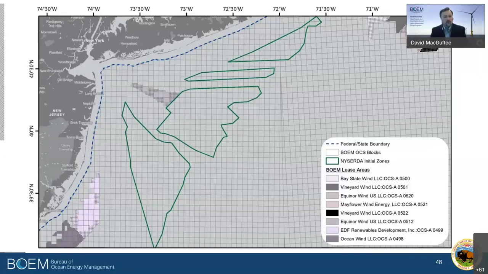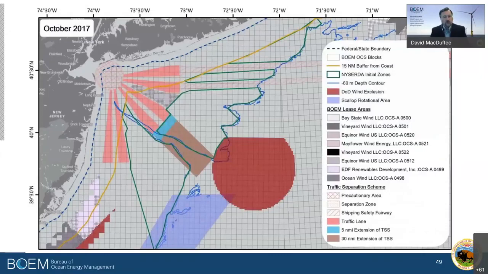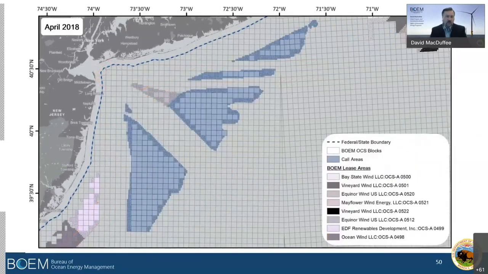BOEM overlaid these areas with some additional analysis and existing information on user activity and military activity, fishing areas, vessel transit. And then we made some adjustments, and that brought us to the call areas that were published. So these areas in blue were put out in a call for information and nominations, and we took that information.